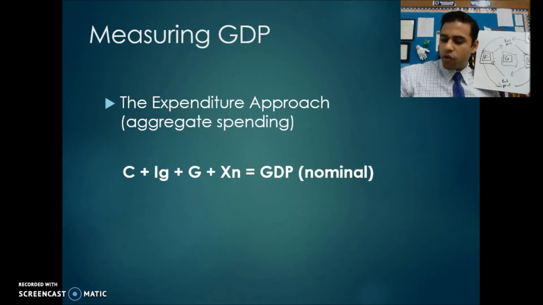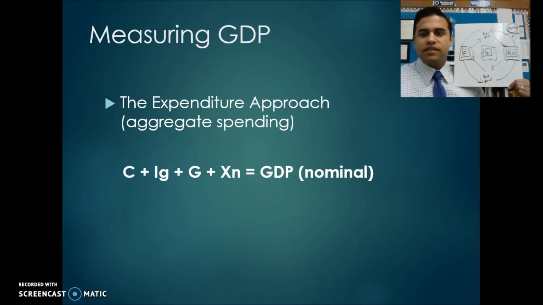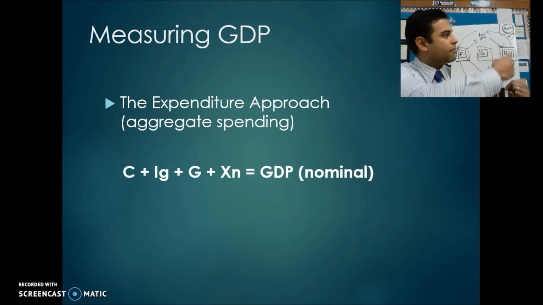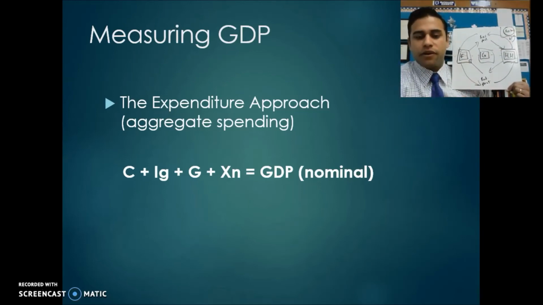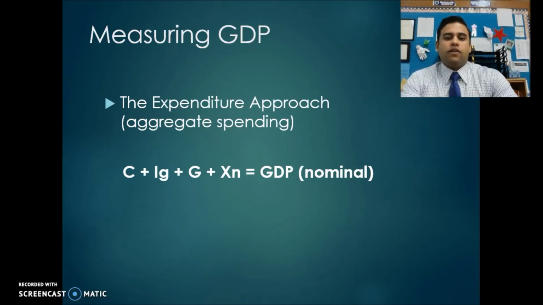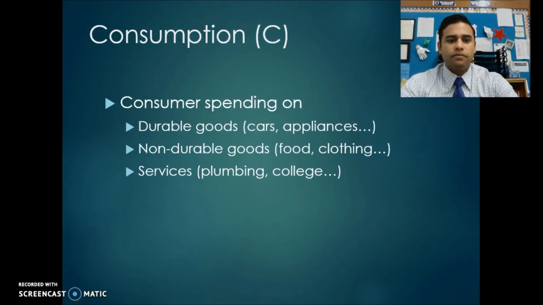Okay? So really, this equation, C plus I plus G plus net XN equals GDP, is really just adding up the spending of all the people who are out there who can spend. So it's not very intimidating. Now, over the next 4 slides, I'm going to touch on each of these individually because they have their finer points. So let's start with consumption spending.